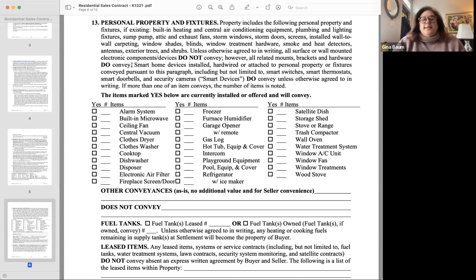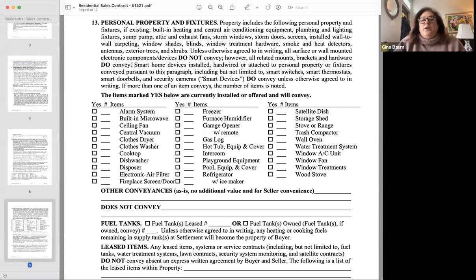Smart home devices, very important to tell your sellers. They all want to have a Nest thermostat. They all want to take it out and take it with them. Smart home devices installed, hardwired, or attached to personal property or fixtures conveyed pursuant to this paragraph, including but not limited to smart switches, smart thermostats, smart doorbells, and security cameras. Smart devices do convey unless otherwise agreed to in writing.